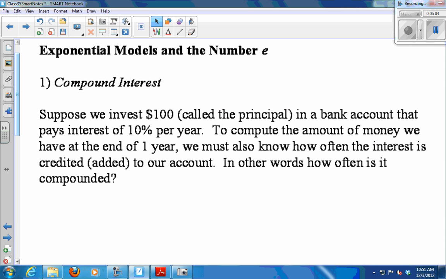So today we're going to talk about compound interest because it is a classic example of exponential growth. So suppose we invest $100, that's called the principal, your initial investment, in a bank account that pays 10% interest per year. To compute the amount of money we have at the end of 1 year, we have to know how often the interest is credited to the account. In other words, how often is it compounded?